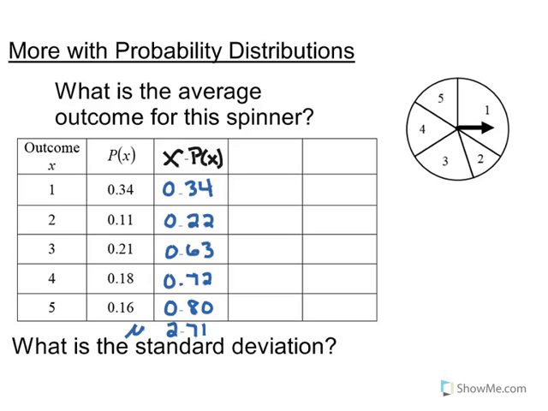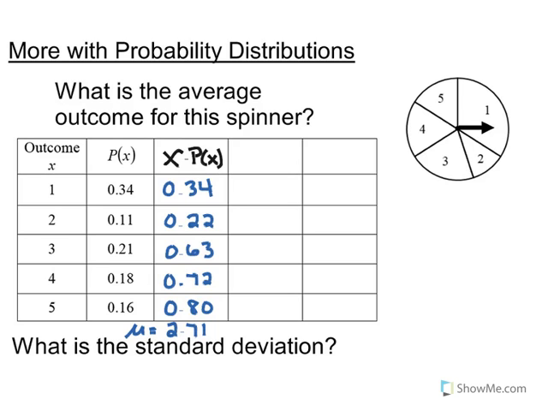So that means the mean of this probability distribution is 2.71. So what does that mean? That means if I were to spin this spinner a bunch of times, on average I would end up getting a roll of 2.71, which obviously there's no 2.71 anywhere on the grid, but that's what it would come out to. So it would be between 2 and 3. All right, so now how do I use this to figure out what the standard deviation is going to be?